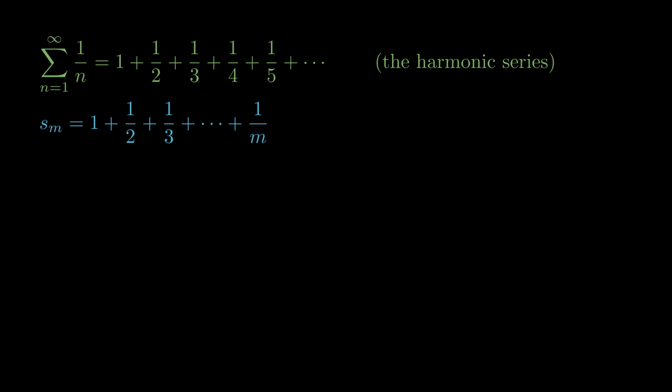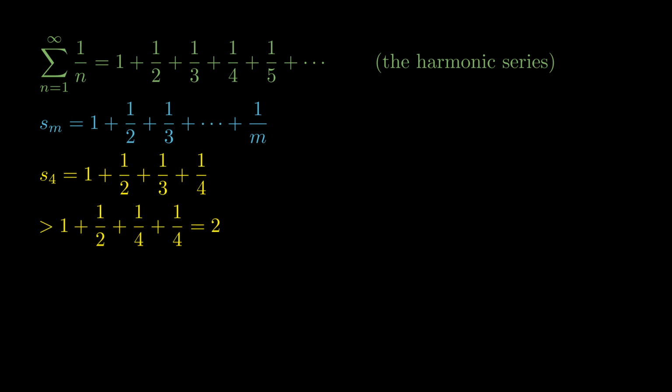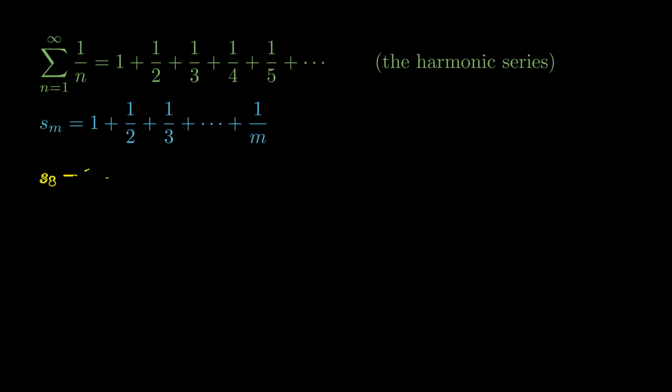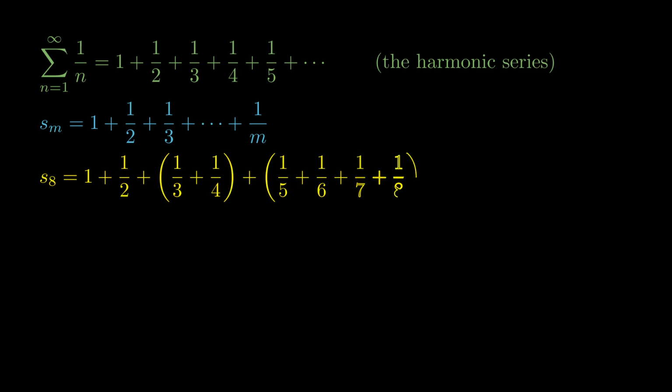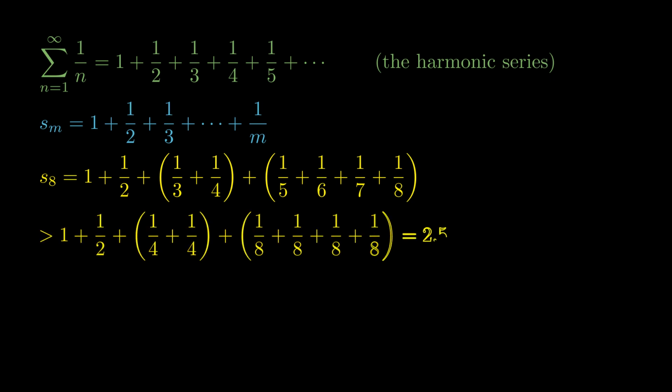Let's observe that if we write out the fourth partial sum, 1 plus a half plus a third plus a fourth, we can say that it's greater than 1 plus a half plus a fourth plus a fourth, which equals 2. And if we write out the eighth partial sum, 1 plus a half plus a third plus a fourth plus a fifth plus a sixth plus a seventh plus an eighth, we can group terms like this and write that this is strictly greater than 1 plus a half plus a fourth plus an eighth plus an eighth plus an eighth plus an eighth, which equals 2.5.